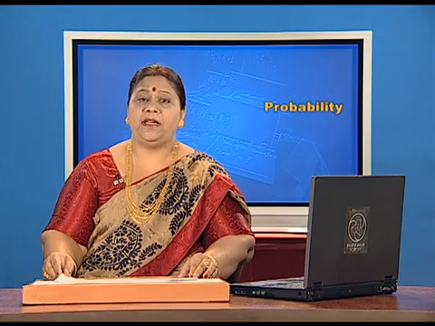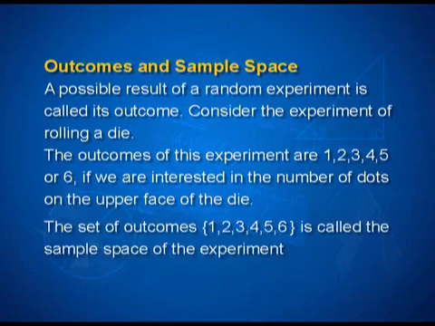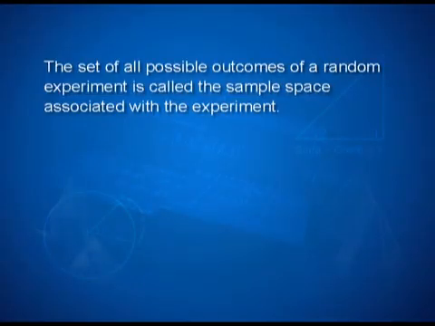Now, let us see what we mean by outcomes and sample space. A possible result of a random experiment is called its outcome. Consider the experiment of rolling a die. The outcomes of this experiment are 1, 2, 3, 4, 5 or 6. If we are interested in the number of dots on the upper face of the die, the set of outcomes {1, 2, 3, 4, 5, 6} is called the sample space of the experiment. Thus, the set of all possible outcomes of a random experiment is called the sample space associated with the experiment.